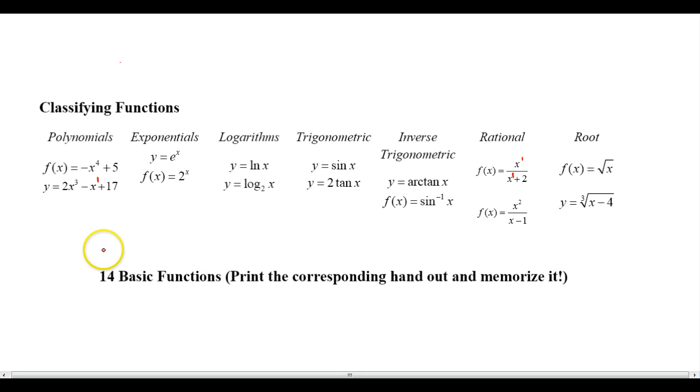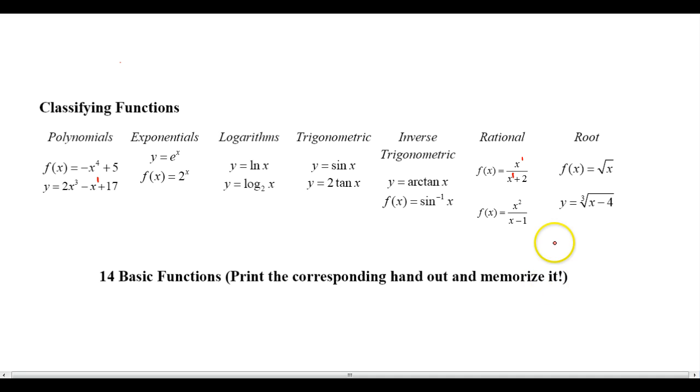Now, this is going to actually be a very short video for me, but this might take you a little bit more time outside of the video, because the next thing I'm going to show you is what I consider to be the 14 basic functions. So I turned it into a PDF document that I expect you to print out and memorize.